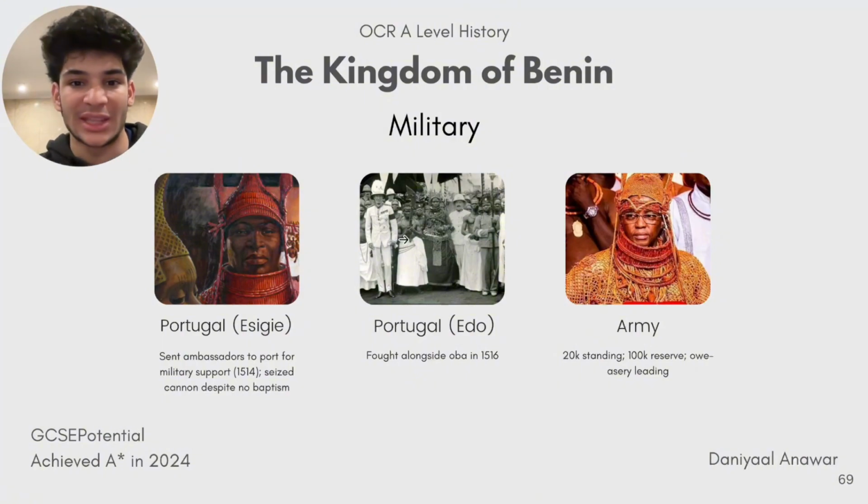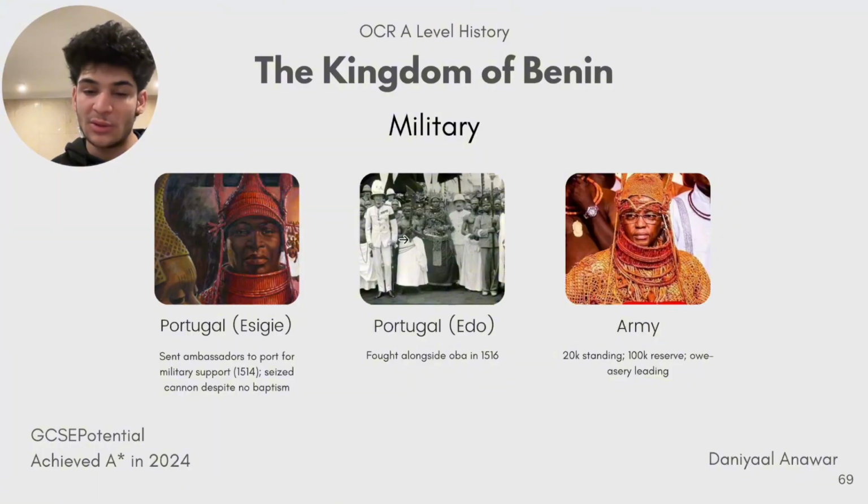And then finally, the army. This is, I guess, the better piece of information to memorize. There were 20,000 soldiers who were standing, so basically ready to fight. And there were 100,000 soldiers who were reserved, so ready at any time. I guess maybe take 5 minutes. The Oyo Asari was the guy who led the Benin Empire.